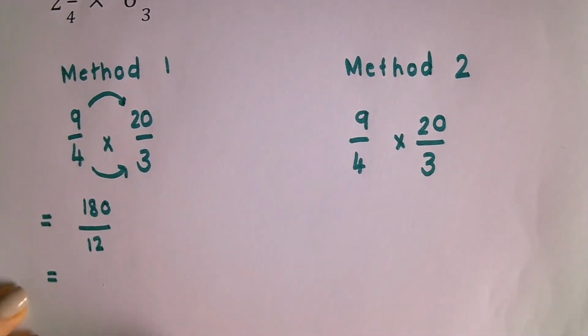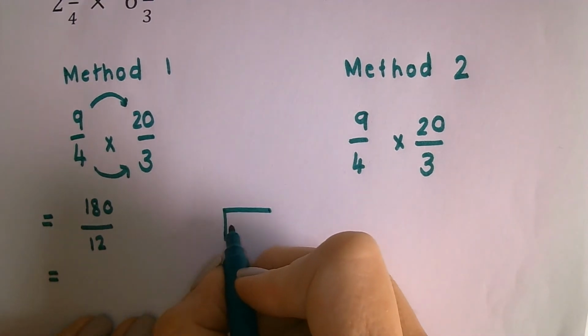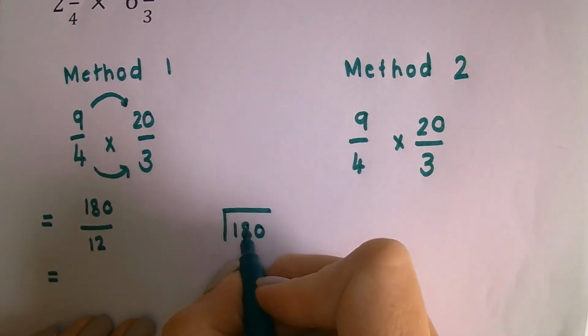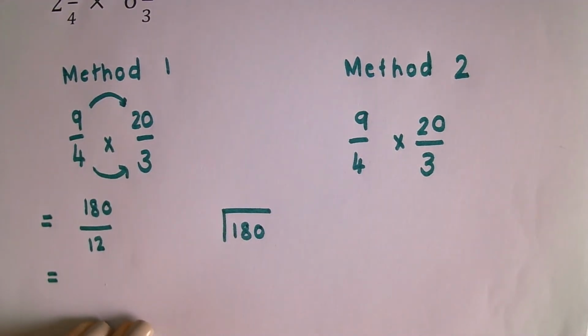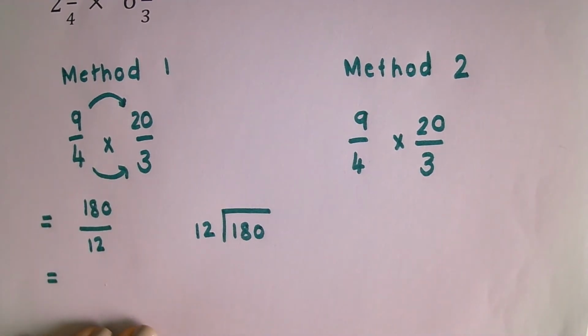Again, you might need to know your 12 times table, or you might have to do a little bit of a division sum very quickly. And again, I'm going to do a quick little division one. I'm going to use short division, just because it's quicker and faster. If you need to do long division, by all means do it.